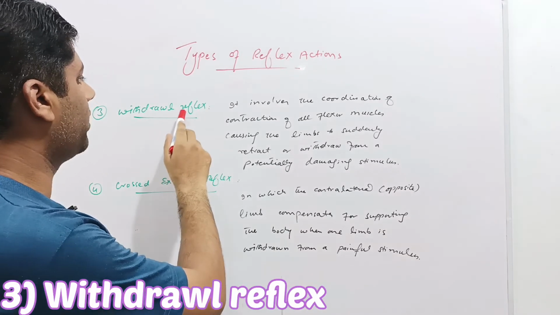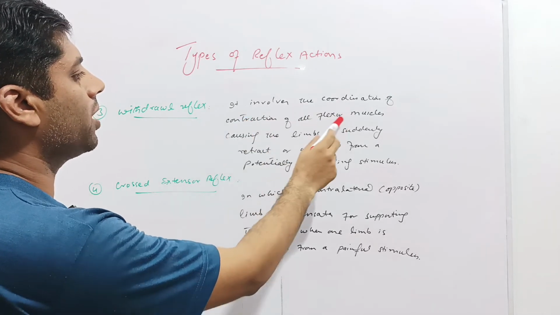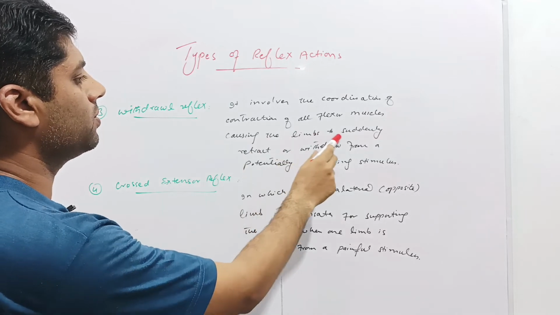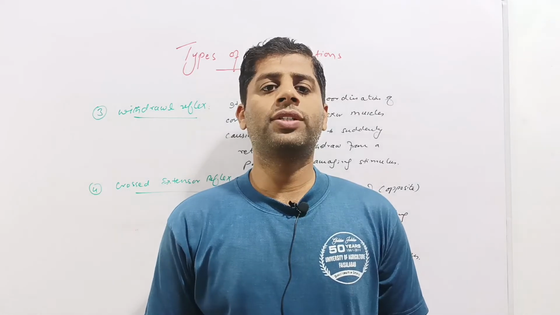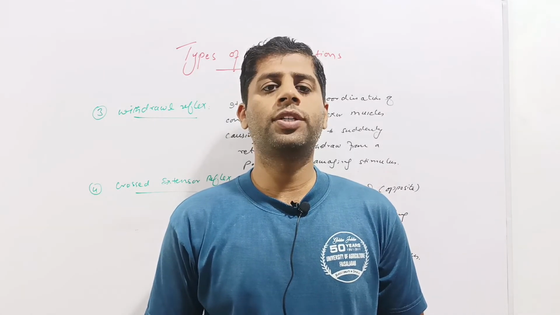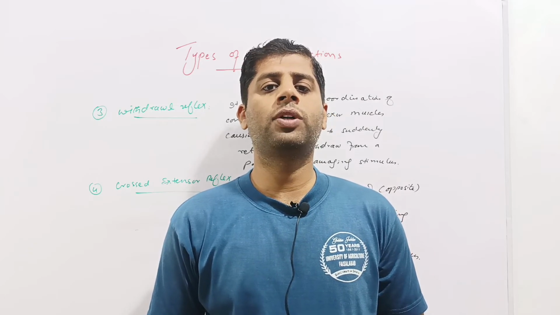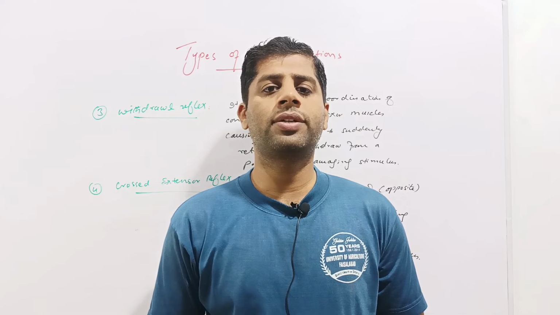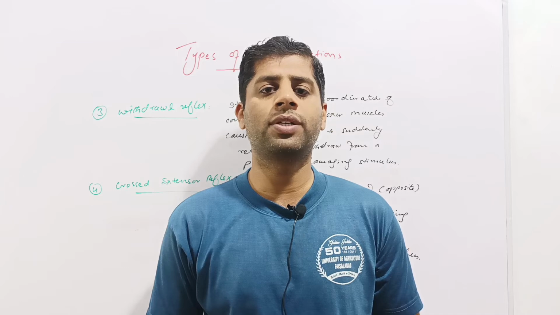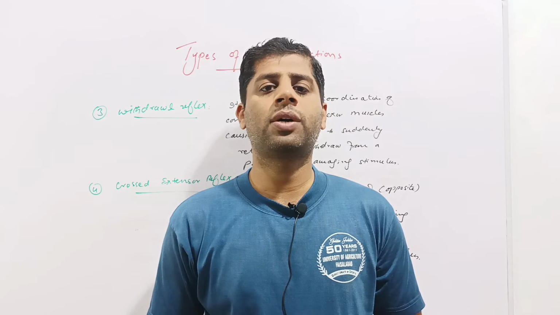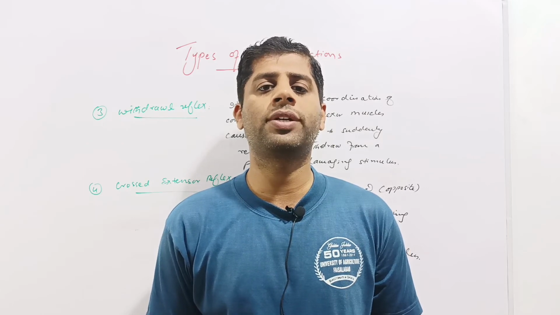The third type is the withdrawal reflex. It may be defined as involving the coordination of contraction of all flexor muscles, causing the limbs to suddenly retract or withdraw from a potentially damaging stimulus. The withdrawal reflex is a simple and common type of reflex action. It is performed in response to a hazardous, dangerous or potentially harmful stimulus, in which the body part, limbs, hand or foot are withdrawn or pulled up from the stimulus. For example, pinching of a sharp object into the hand, touching hot objects, touching a sharp object. This is associated with a painful stimulus in which the affected body part protects itself by a withdrawal response.